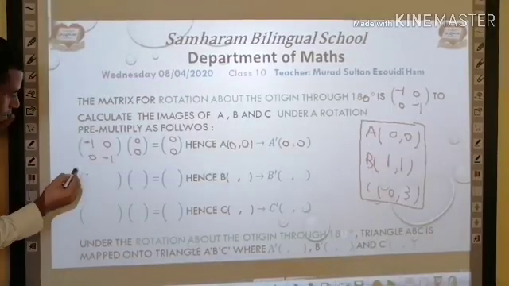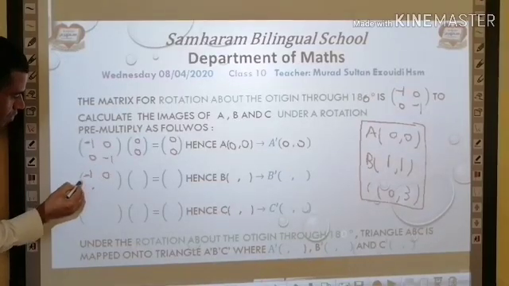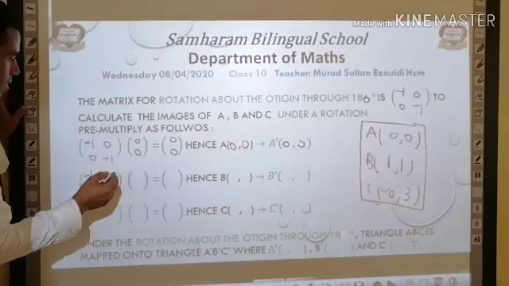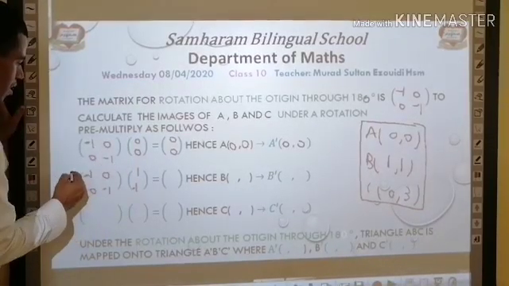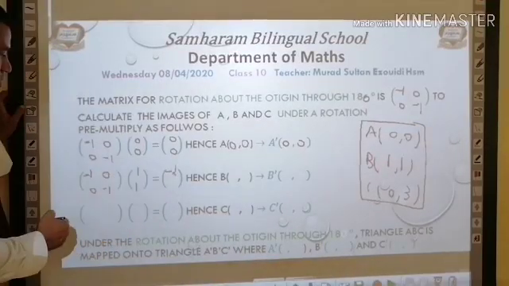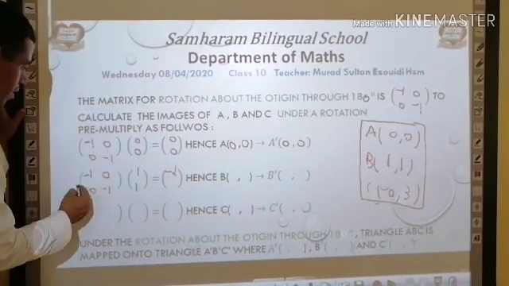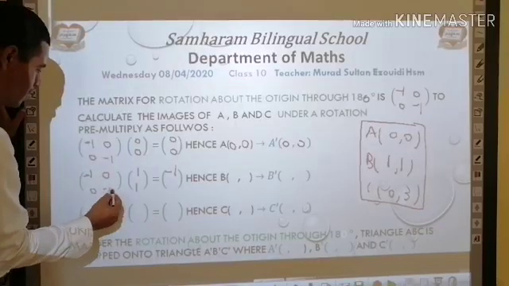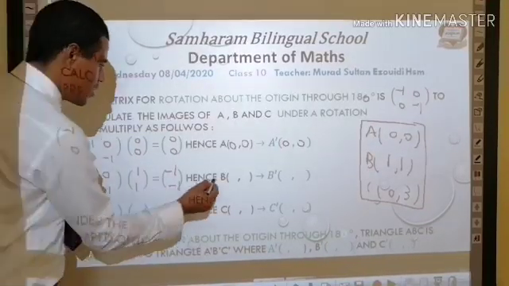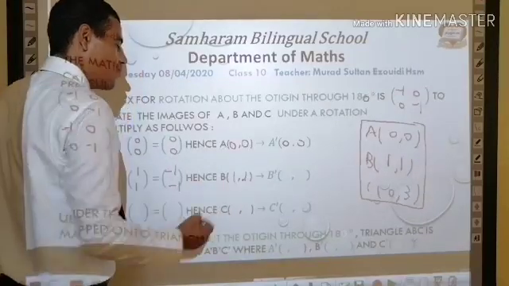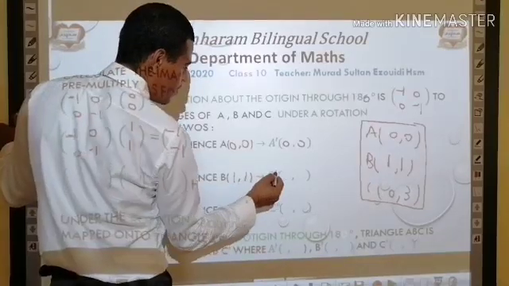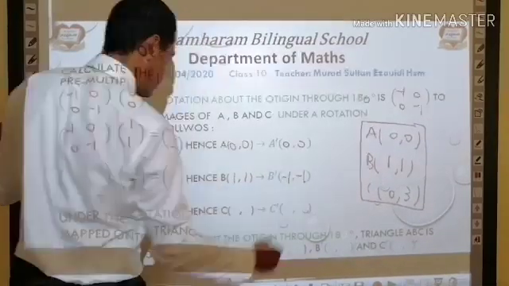Then the next one, minus 1, 0, 0, minus 1. Multiply, my kids, by the point 1, 1. So minus 1 multiplied by 1 is minus 1, plus 0 by 1 is 0, so minus 1. Then 0 by 1 is 0, minus 1 by 1 is minus 1, so minus 1. Then I will just write: hence B with coordinates 1, 1 maps to B prime with coordinates minus 1, minus 1.